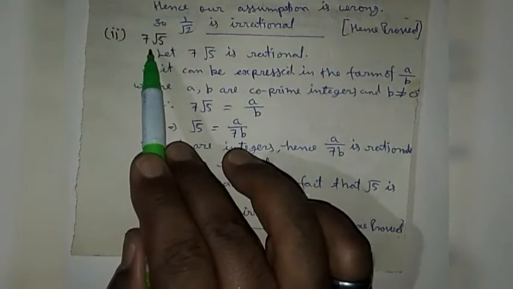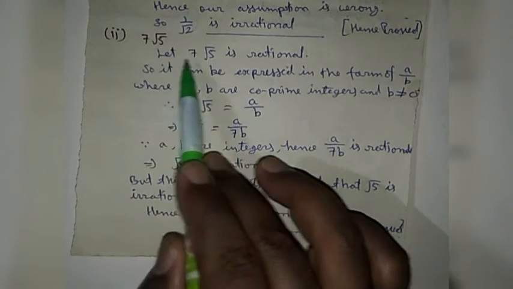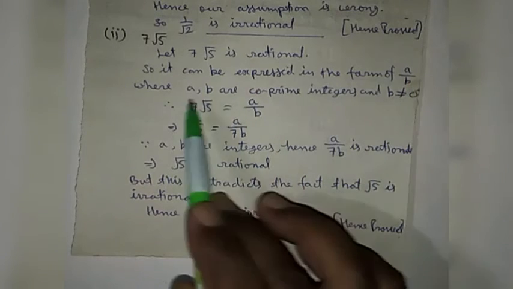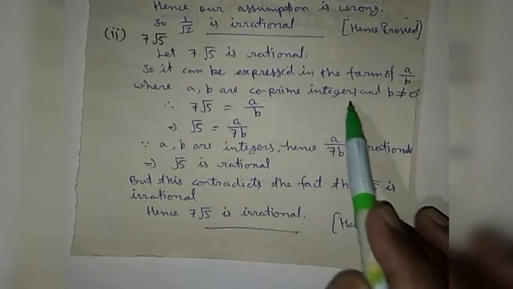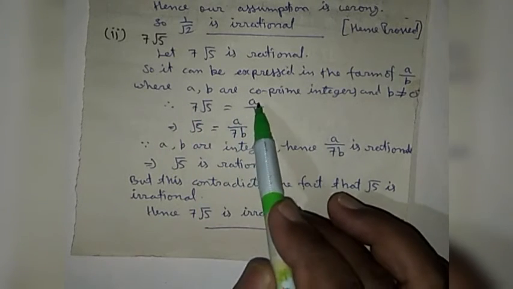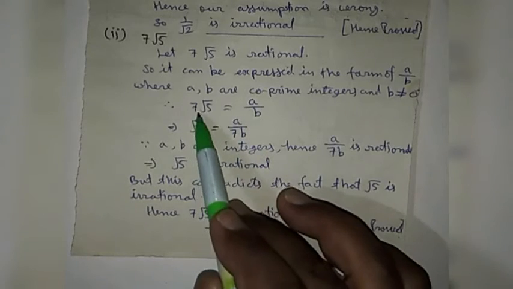Now in second part, number is 7 root 5. So here also we use contradiction method. Let 7 root 5 be rational. So it can be expressed in the form of a upon b, where a, b are co-prime integers and b is not equal to 0. Hence 7 root 5 is equal to a upon b. So root 5 equal to a upon 7b.